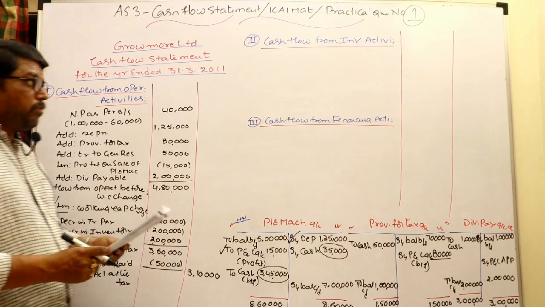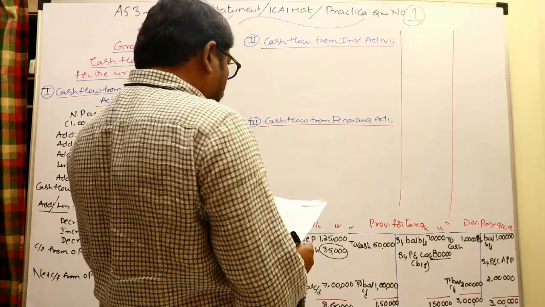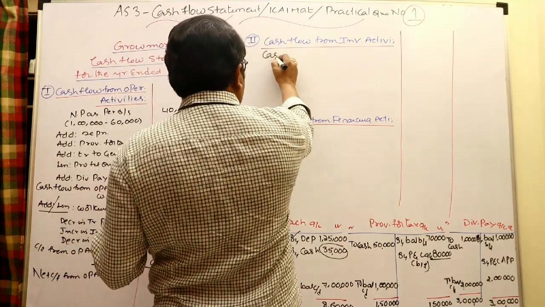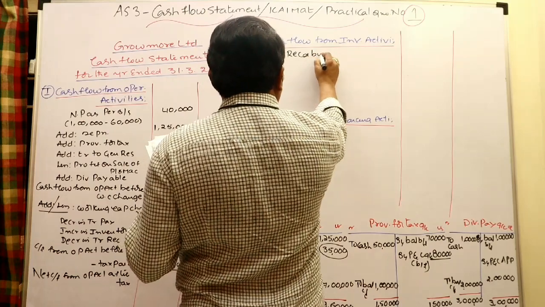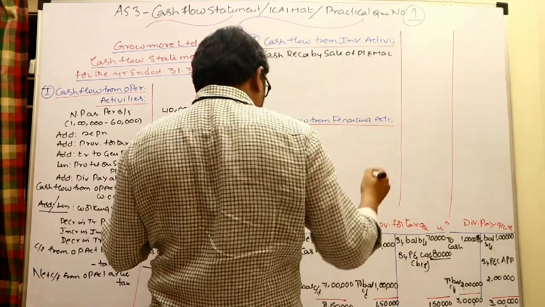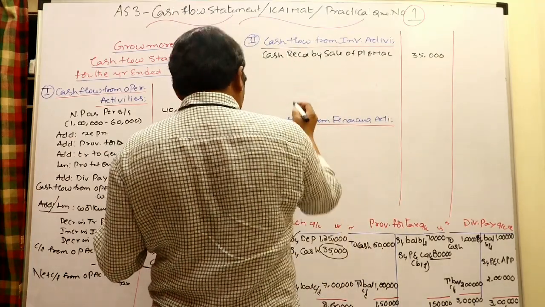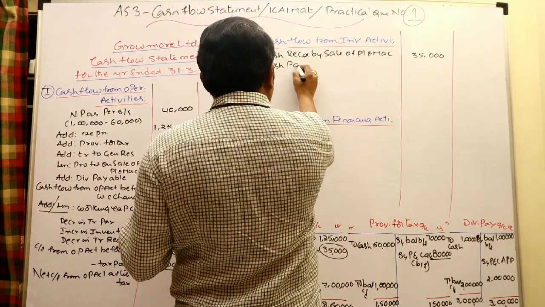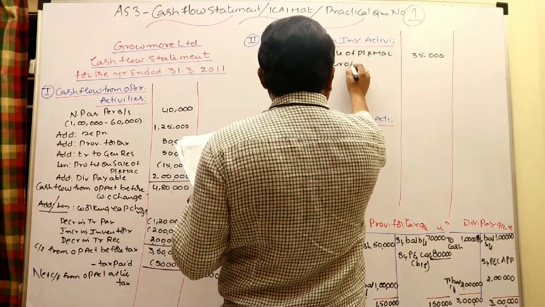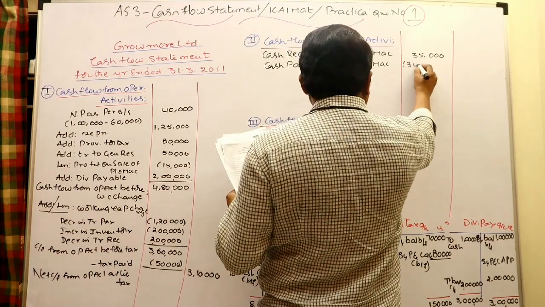Come back to the second one, cash flow from investing activities: assets purchase and sale, investments purchase and sale, interest and dividend received. Let us take that. Cash received by sale of plant and machinery, 35,000. Cash paid for purchase of plant and machinery, 3,45,000.